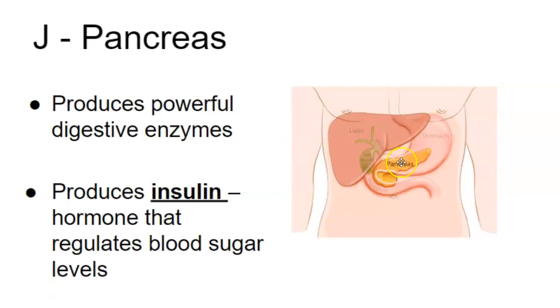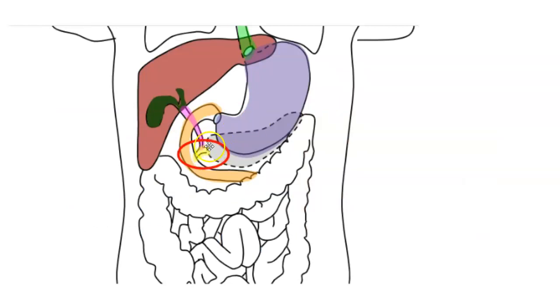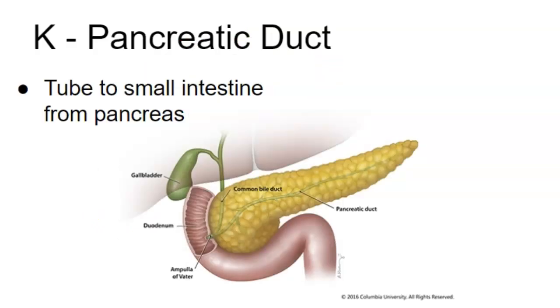So again, if we're making enzymes, we got to get them to the small intestine where the food is, and that's why we have this little duct here. Again, it's just a little itty bitty tiny passageway from the pancreas to go into the duodenum. So tube from the small intestine to the pancreas.